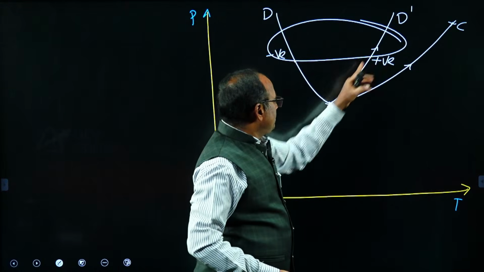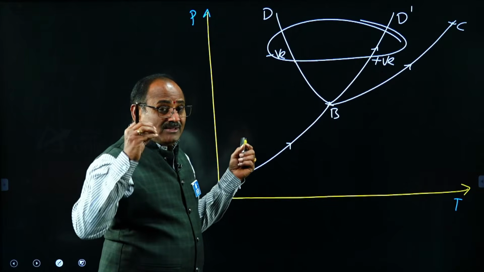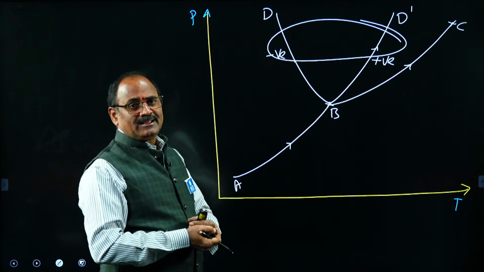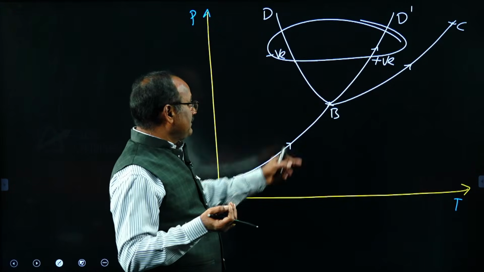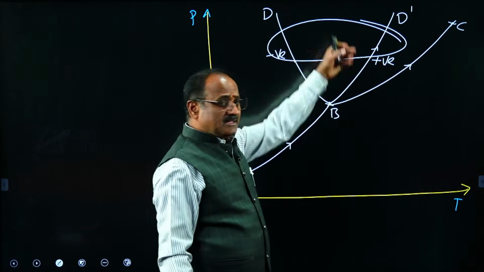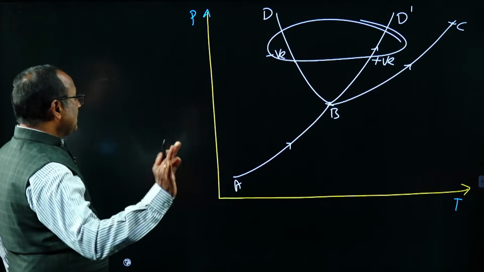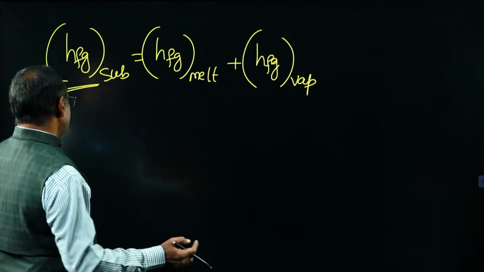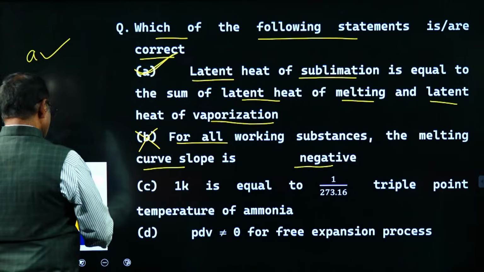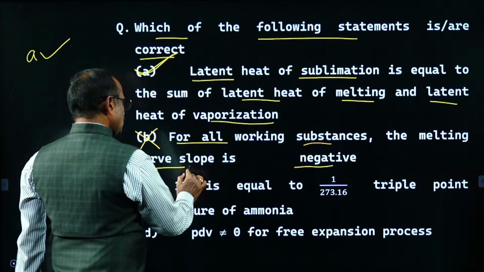Whereas the BD line is maintaining a positive slope for the kind of material which increases its volume during the melting process. That means as the pressure increases, the melting temperature increases. Anyhow, for all the materials the melting curve slope is not negative, but what is given? Look at B. For all working substances, the melting curve slope is negative.